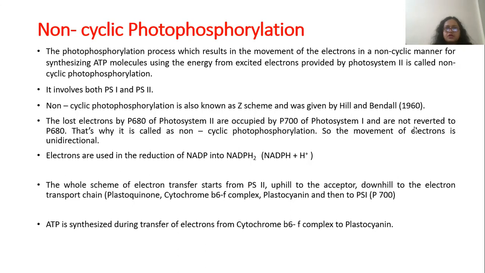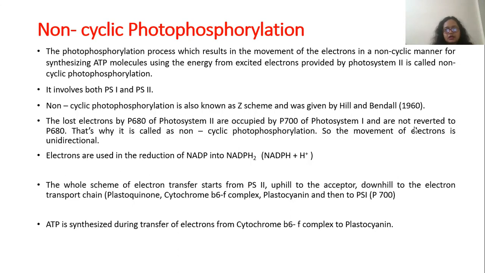The electrons lost by the P680 reaction center of photosystem 2 are occupied by the P700 of photosystem 1. Meaning, the electrons which are expelled out of the P680 molecule are accepted in a chain by the P700 of photosystem 1, and they are not reverted back to the P680. That's why it is also called non-cyclic photophosphorylation. So the movement of electrons in this process is unidirectional, meaning it only moves in one direction.